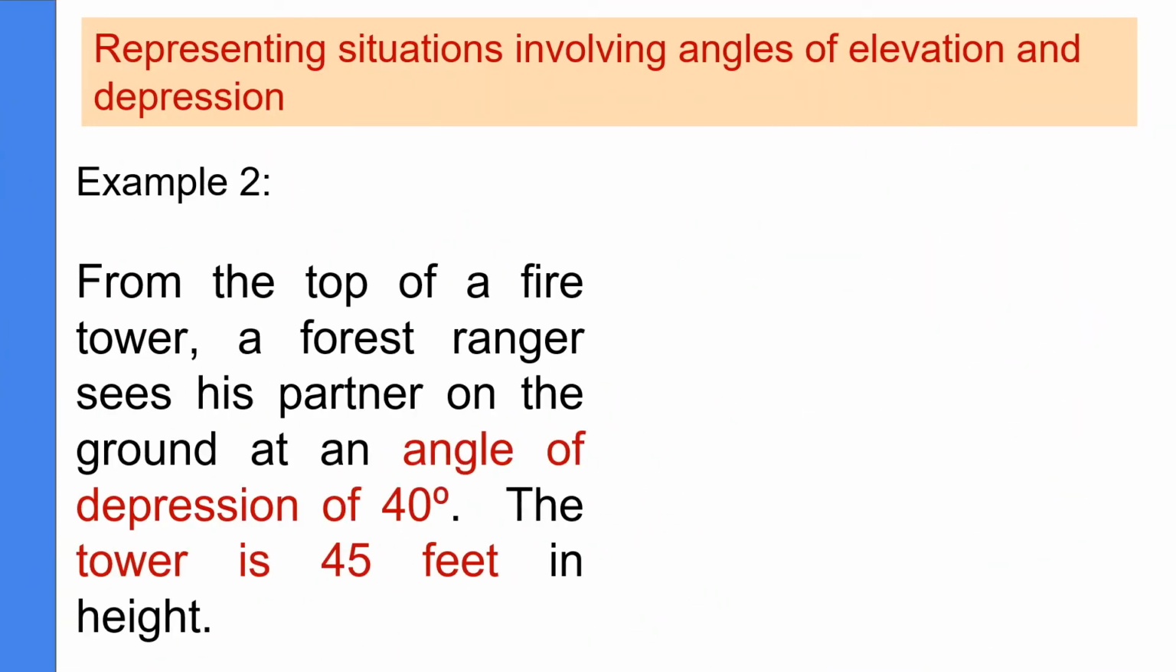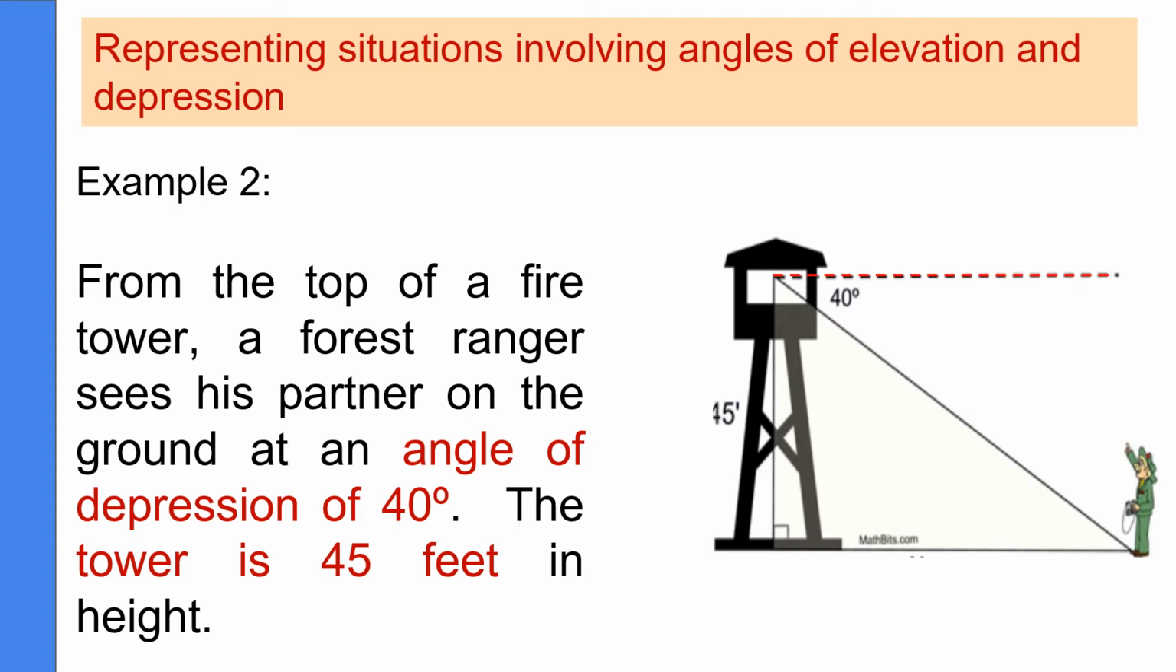So let us represent example number 2. From the top of a fire tower, a forest ranger sees his partner on the ground at an angle of depression of 40 degrees. The tower is 45 feet in height. To illustrate this one, we have the horizontal line and we have the angle of depression, which is equal to 40 degrees. And we have the height of the tower, which is equal to 45 feet. And because we have the angle of depression already, we have the angle of elevation, which is equal to 40 degrees.